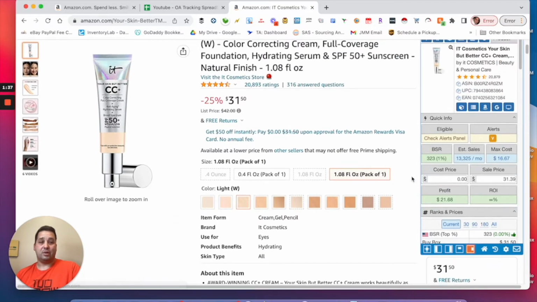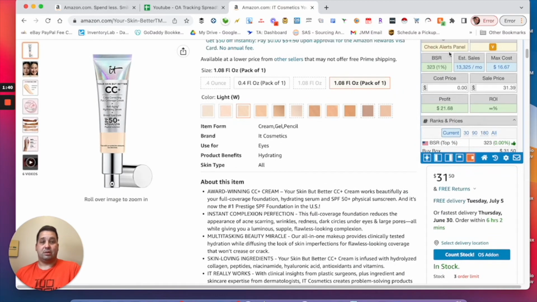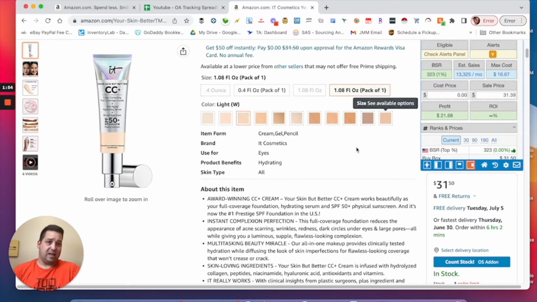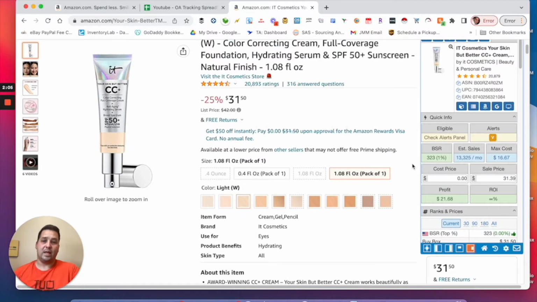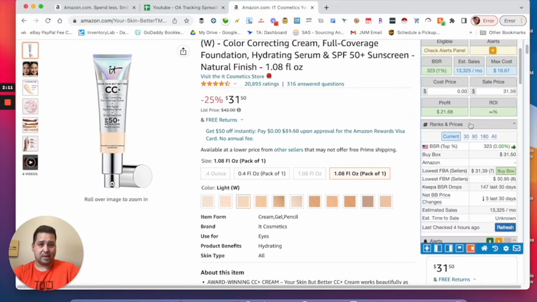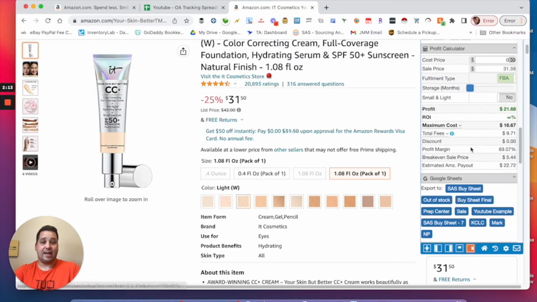This is SellerAMP, which we'll be using. See here, this shows you the rank, the estimated sales of this product, and how much it will cost. So basically, I need to find this for $16.67 to make it profitable for me based on my ROI, which is 30% ROI and a $3 profit. This is also taking into account 40 cents shipping per pound to Amazon, and it's also taking into consideration $1 for a prep fee.